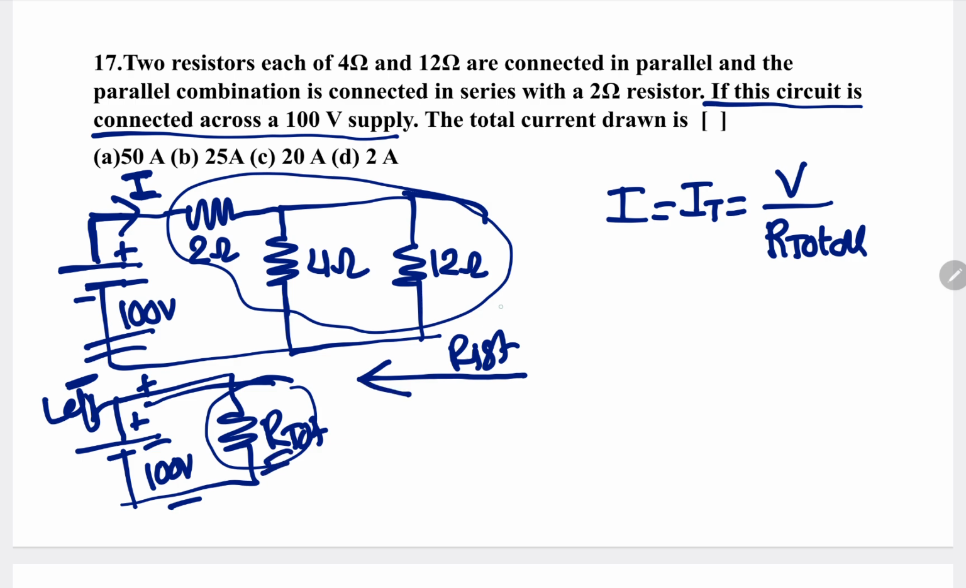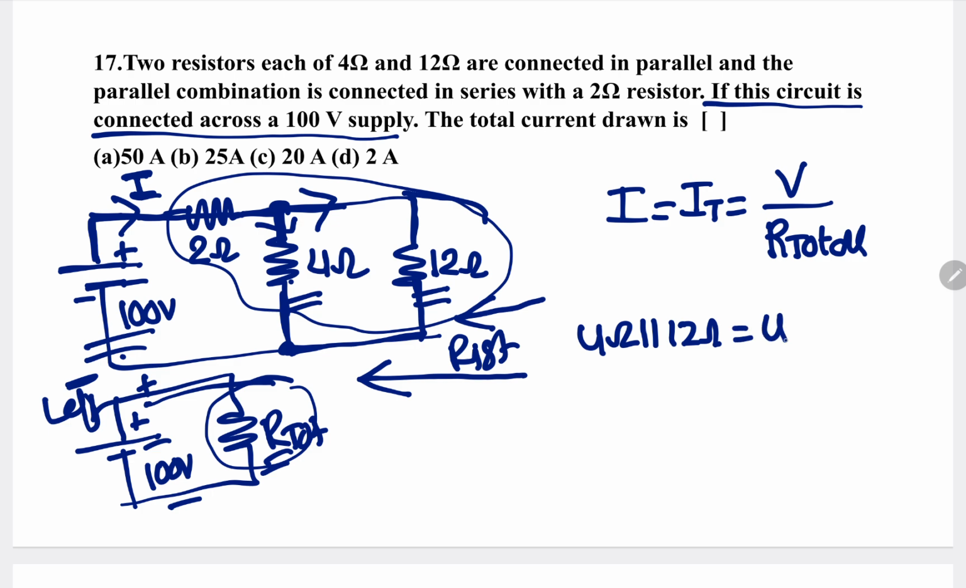Coming from right to left towards the battery, how are the 12 ohm and 4 ohm connected? The first ends of the 12 ohm and 4 ohm are connected to one common point, and the second ends are connected to another common point. This connection is known as parallel connection. Current coming in divides into two parts, so the 4 ohm is in parallel with the 12 ohm.